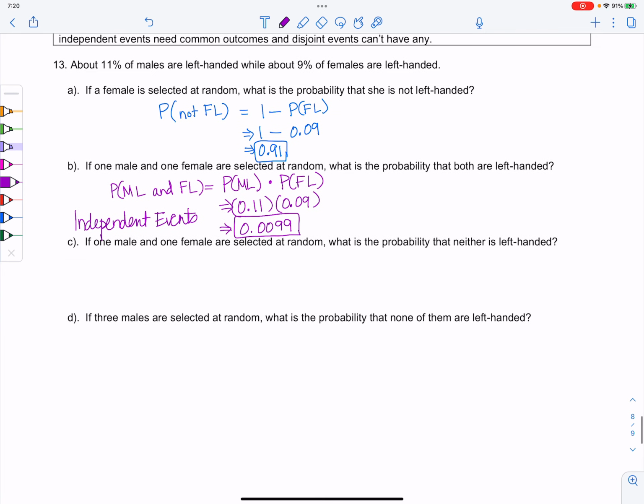If one male and one female are selected at random, what is the probability that neither is left-handed? So this is very similar to the one we just did, but this time we're saying what's the probability you are not male left-handed and you are not female left-handed. These are independent events also, right?